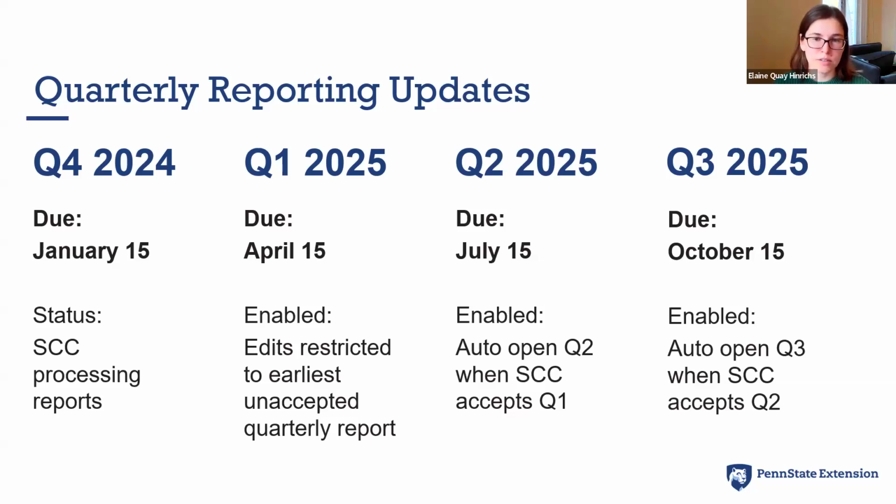We've heard a lot of requests from districts about wanting those quarterly reports to auto open when a previous quarterly report is submitted and accepted, and we've now enabled that. So when you submit your Q1 2025 quarterly report, when the SEC accepts it, your Q2 2025 quarterly report will now open. So that is enabled in the tool right now.